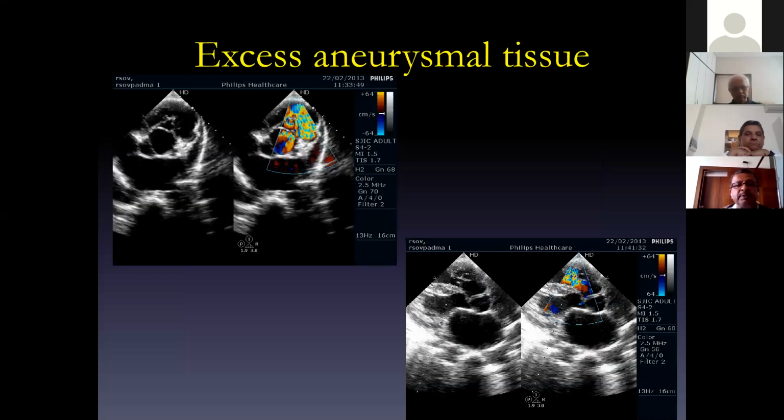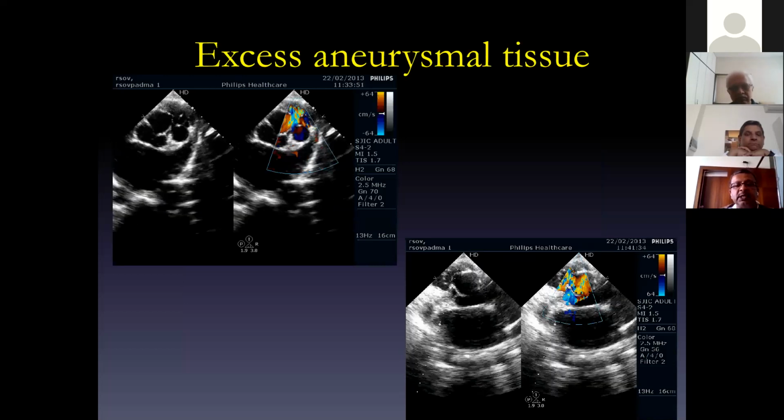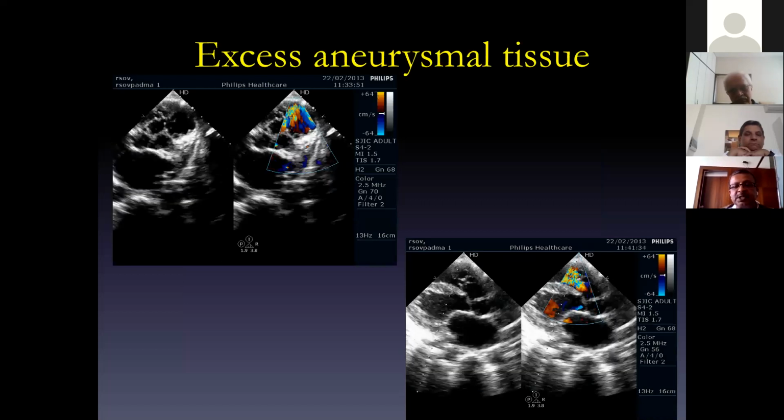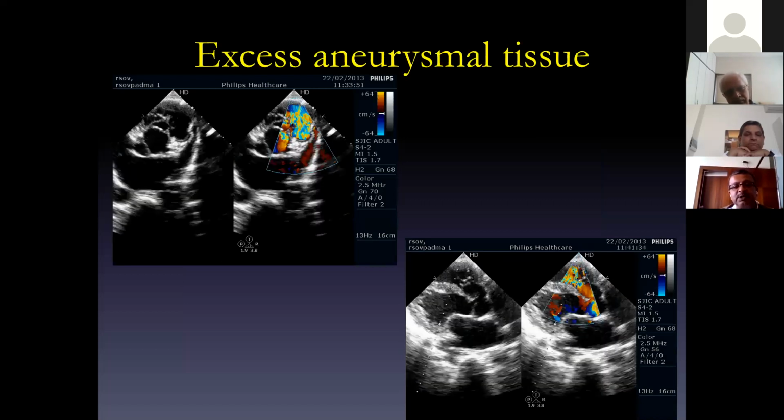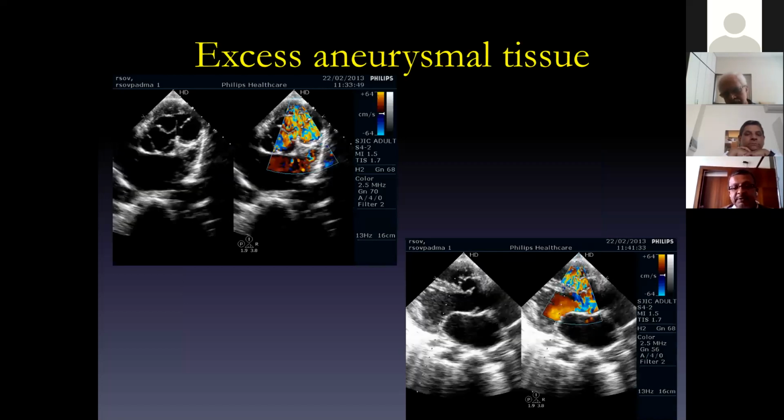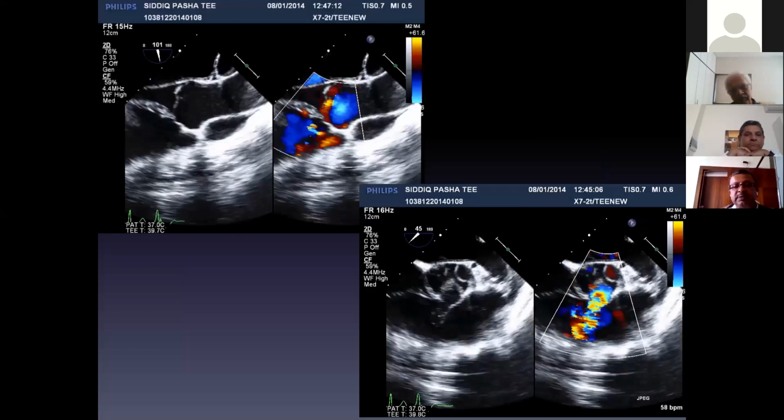It makes a problem for us to close many times. Don't think that every single RSOV can be closed with a device, which is not possible. There are some, as Dr. Bharat told you, that need something called surgery, which is a very, very simple surgery. These are some nice pictures of the opening into the RV. You could see that from the sinus.